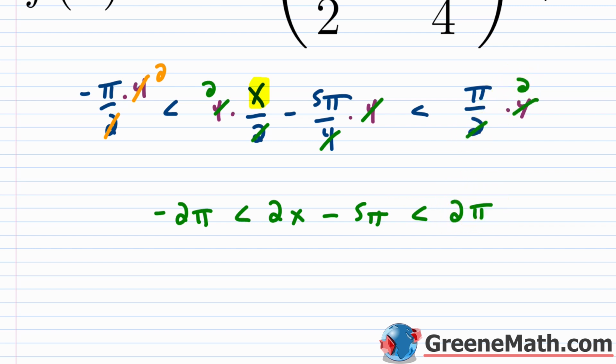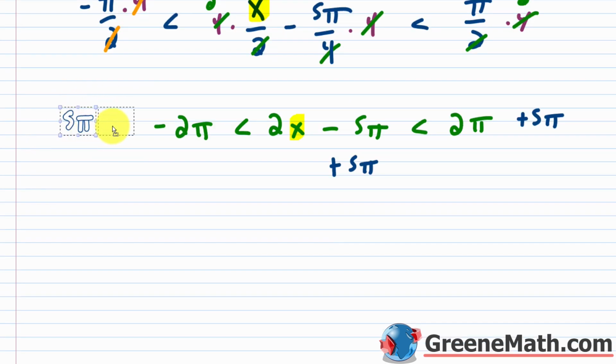Again, if I'm trying to solve for x, what do I do? Well, first, I would add 5 pi to each part. So let's go ahead and do that. On the left, 5 pi minus 2 pi is going to be 3 pi. So this is less than 2x, which is less than 2 pi plus 5 pi.